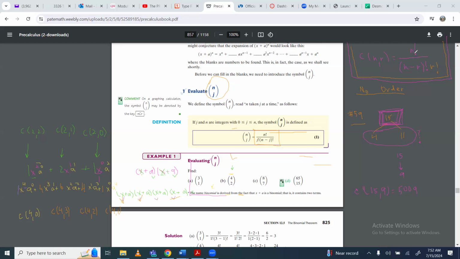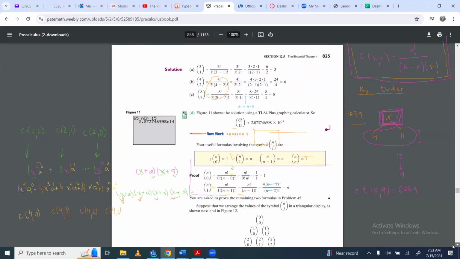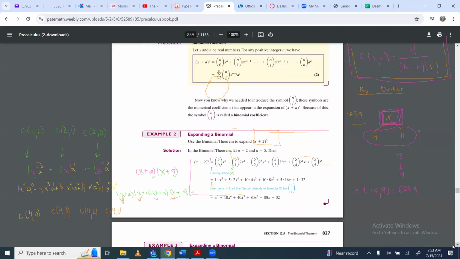So it looks like we have n factorial on the top, difference of n and r factorial. Here we have j instead of r. Okay, difference of n and j factorial. So it is an identical thing. And this is all the section talks about. So now they can give a variety of examples in here.